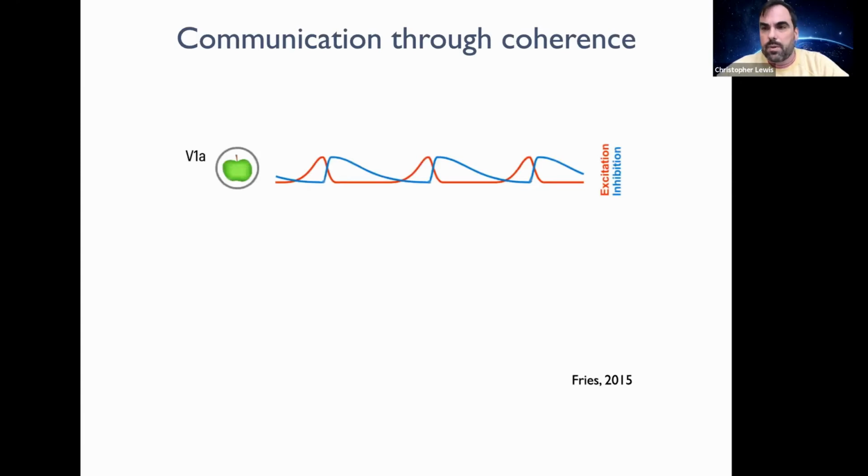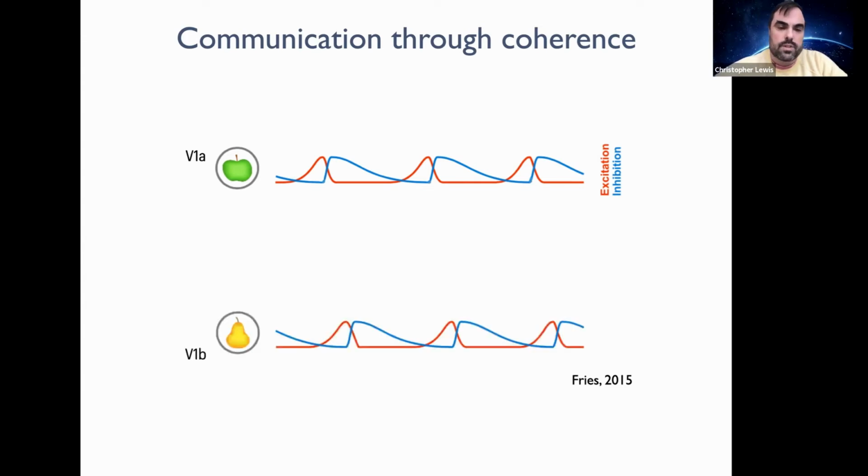So this is displayed here. If you have some object represented in V1, you can have periods where excitation increases the representation, you could say, of that object. And then once it reaches a certain level, it activates the inhibitory network, which then suppresses spiking in the population. And because inhibition has a time scale of some tens of milliseconds, 20 milliseconds, you get a rhythmic excitatory period, which then recurs in time.